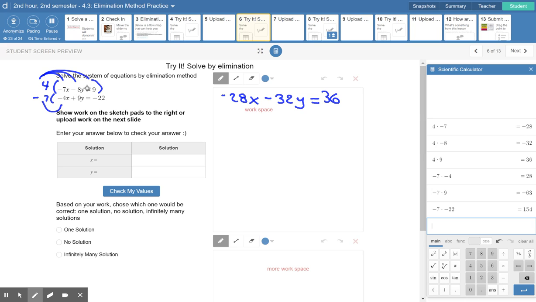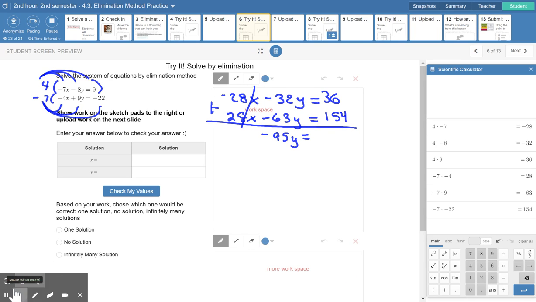Now negative 7 times negative 4 is a positive 28. Write down the x. Negative 7 times 9 is a negative 63. Write down the y. And then all the way over, negative 7 times negative 22 is a positive 154. Now this becomes a giant adding problem. The x's go away when we add them. Then we're left with negative 95y. And then 36 plus 154 gets us 190.